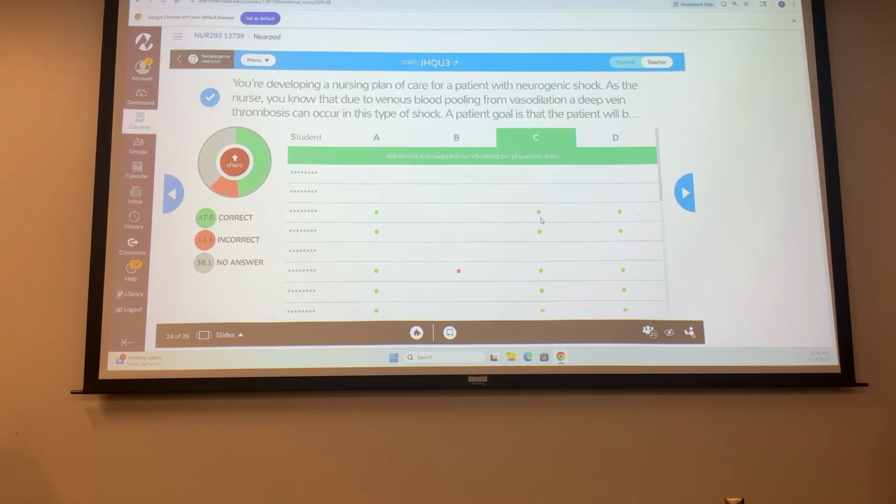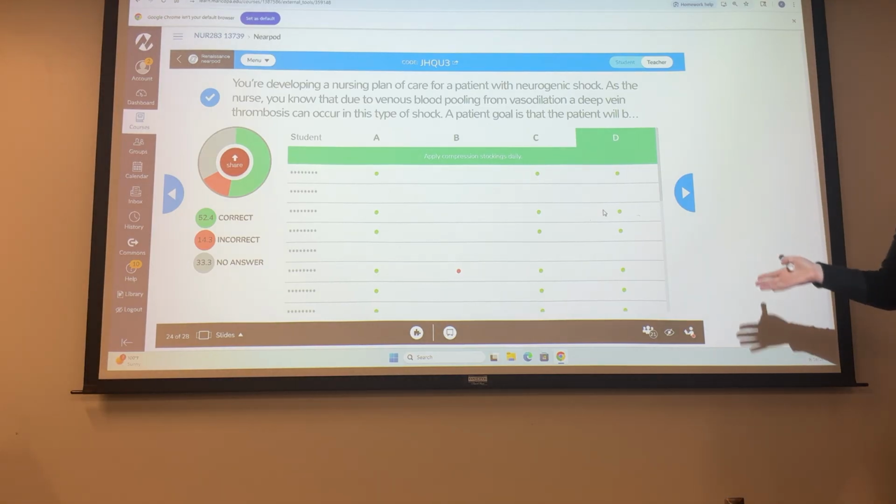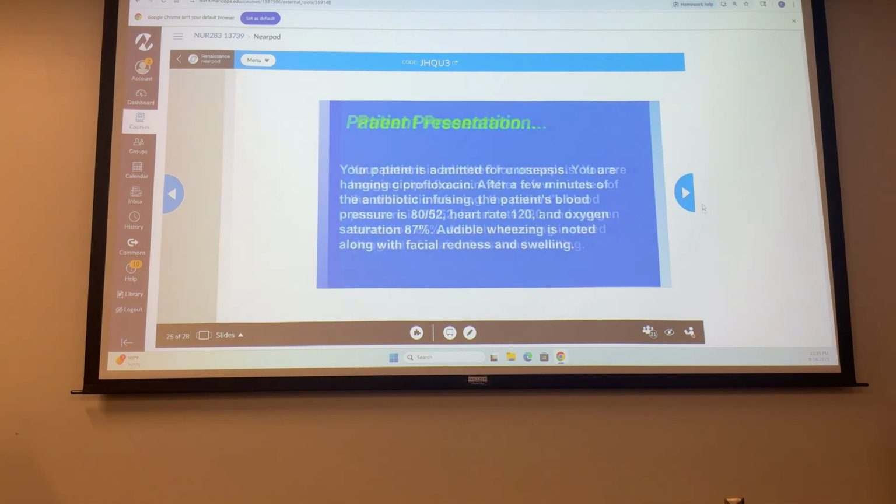Administer anticoagulants as scheduled per physician's orders. We can anticipate that they probably will be on sub-Q heparin, every 8 hours, 5,000 units, right? And then last but not least, apply compression stockings daily, right? Those SCDs are going to be very important. Again, these people are probably going to be the ones that are not going to be moving, so we need to make sure that we're preventing DVTs. Some of the nursing interventions you can anticipate.